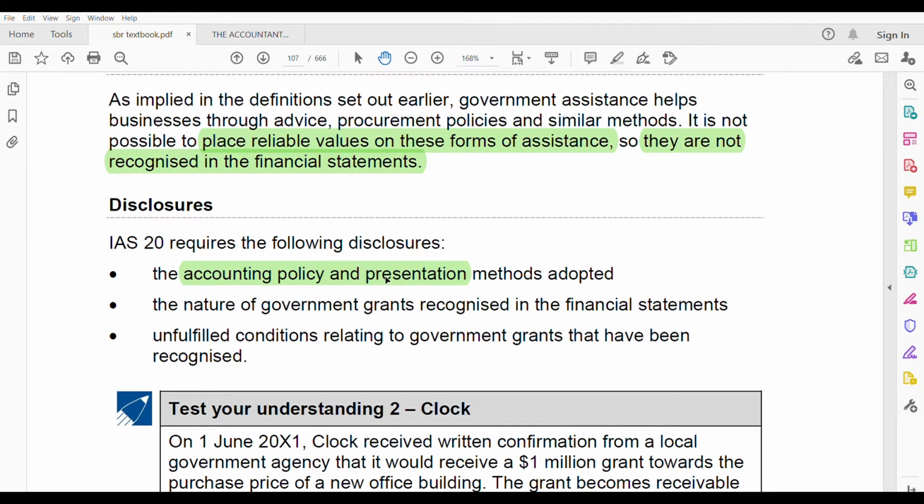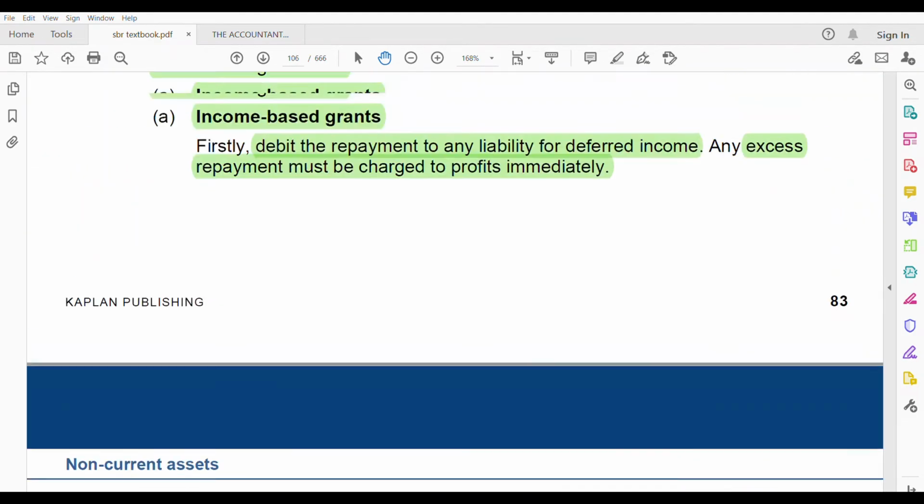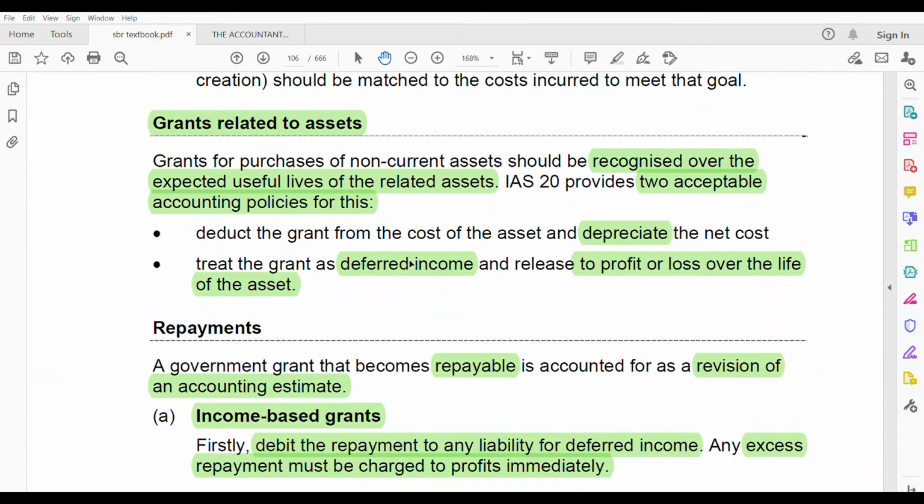Presentation methods, because you can present it in different ways. Either you deduct it from the cost of the asset, or you treat it as a deferred income. But when you are repaying it, this reverses. When you get the grant, it is deducted from the cost of asset, but when you repay it, it will be added to the cost of asset and depreciation will be more. Same, if it is treated as a deferred income, your liability will reduce. You have to debit liability and the excess will be shown in the profit and loss.